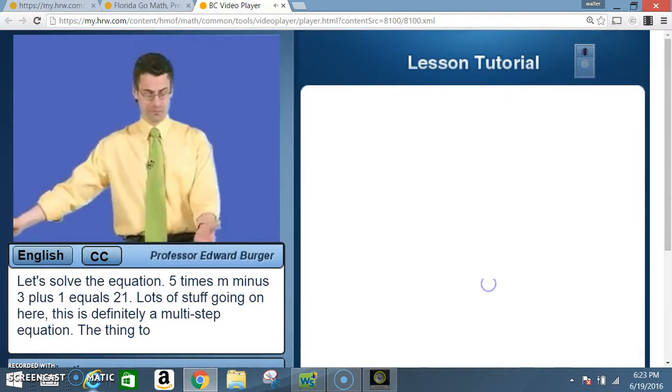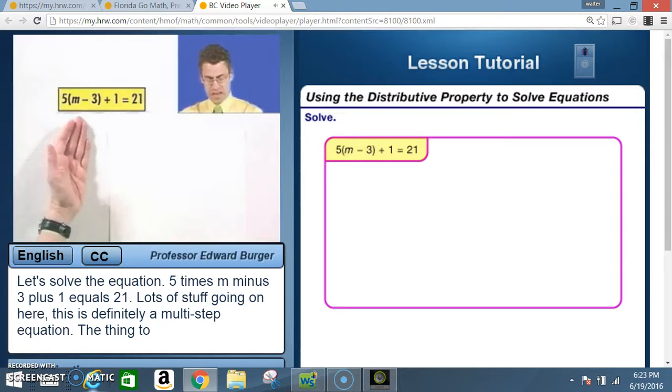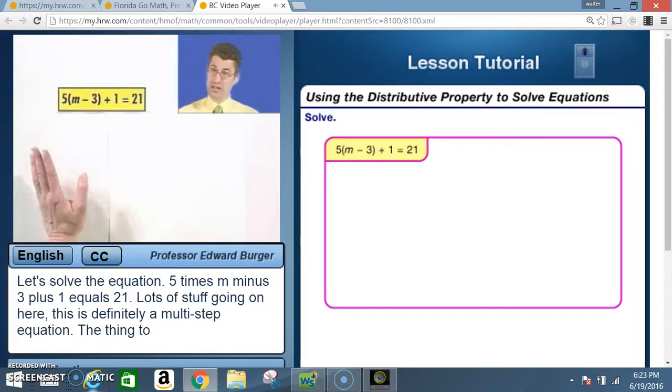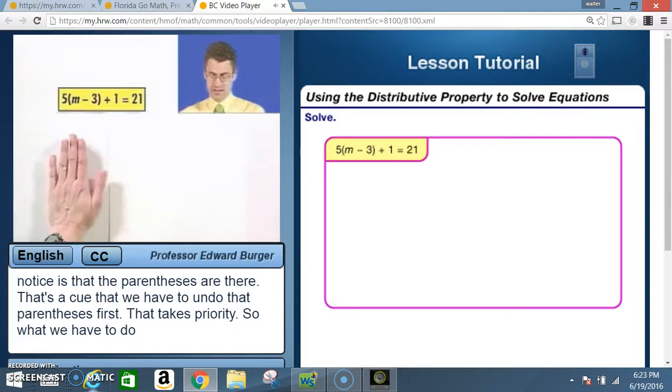Hey, let's solve the equation 5 times the quantity m minus 3, plus 1, equals 21. Okay, lots of stuff going on here. This is definitely a multi-step equation. And the thing to notice is that the parentheses are there. That's a cue that we have to first undo that parentheses.